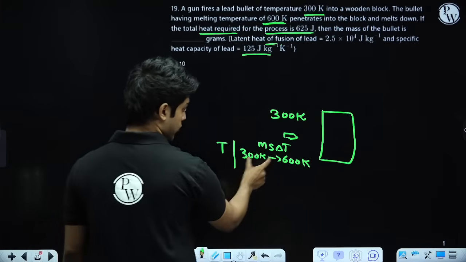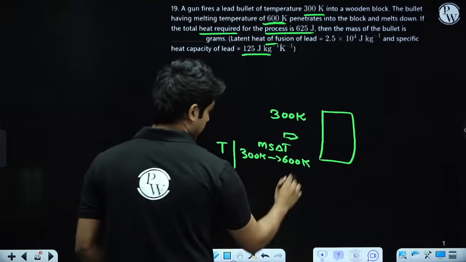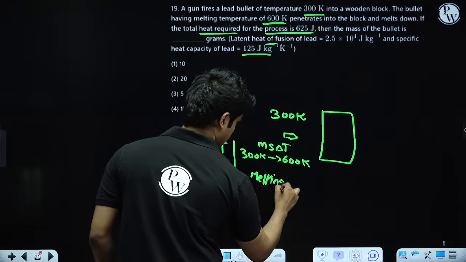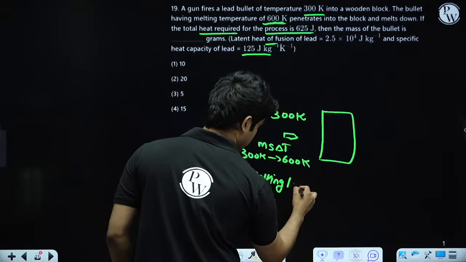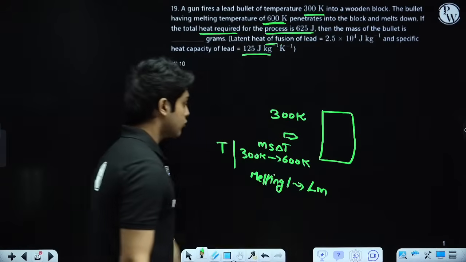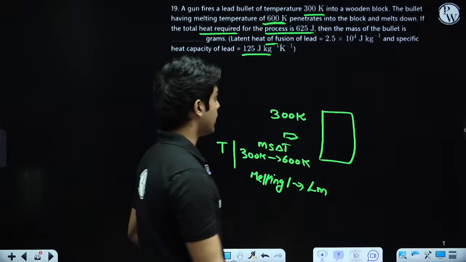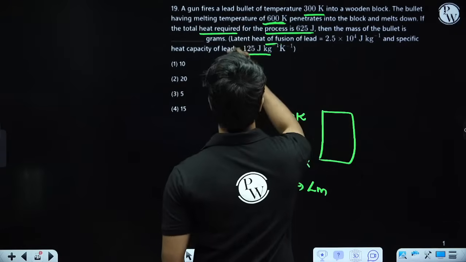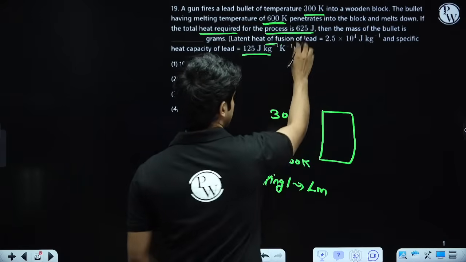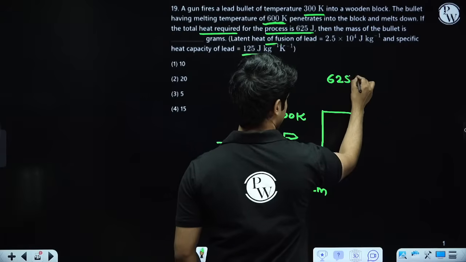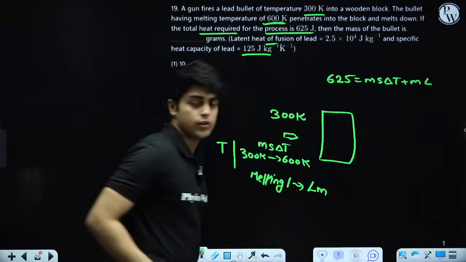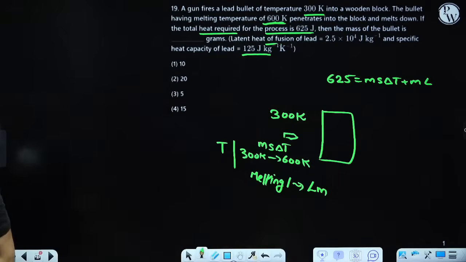This is the heat required to convert it into 600 Kelvin, and after this process we do melting, right? After this point the phase change happens, and for this we need latent heat of fusion of lead times the mass, mL. So mL plus mS delta T is the total amount of energy needed for the lead to melt. That will be the answer, and that total is given to be 625. So 625 will be mS delta T plus mL.